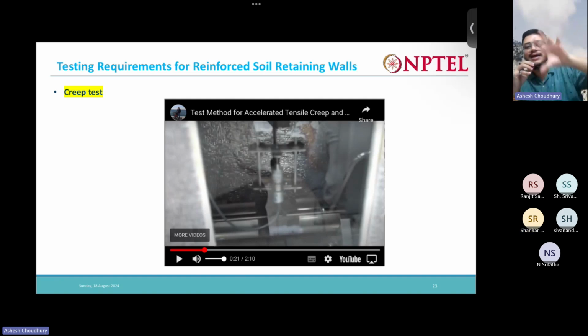Creep test is where you apply a fixed load on the reinforcement, and you keep that load fixed for many months. You note down the change, the elongation of the reinforcement. Now, to accelerate the process, we keep increasing the temperature at regular intervals. Then some relation is found out, and that is calibrated with the result. That's all.